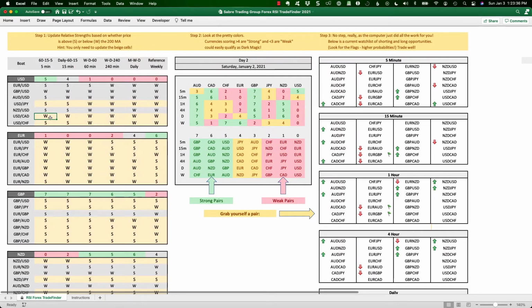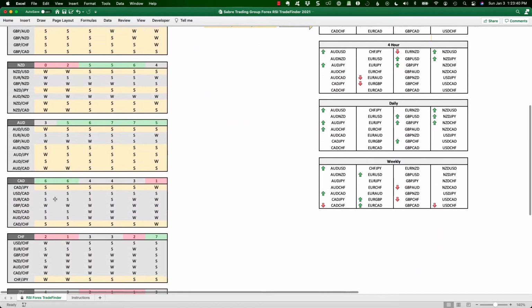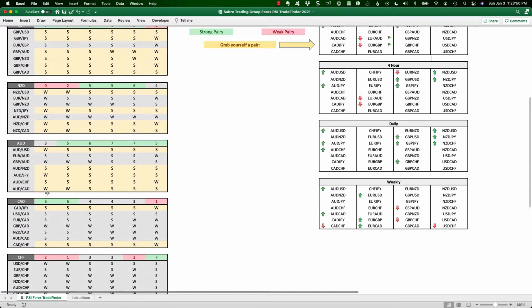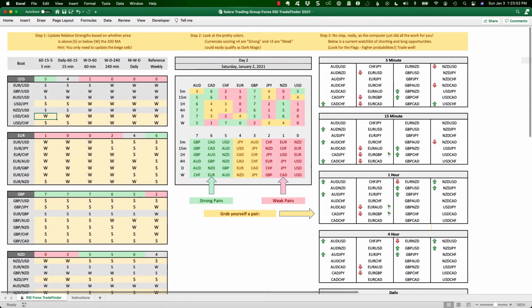So if the US CAD right here is weak on the 5-minute, when we go to the CAD, we see the US CAD is strong on the 5-minute in the CAD boat. The CAD is the stronger of those 2 assets. So in the CAD boat, it's going to be strong, and in the US boat, it's going to be weak. All right? And all that plays off to give us a final score. So on the 5-minute chart, when you look at whether the dollar is strong or weak against all the other assets, you just add up where it's strong.